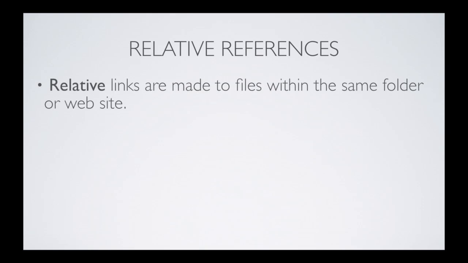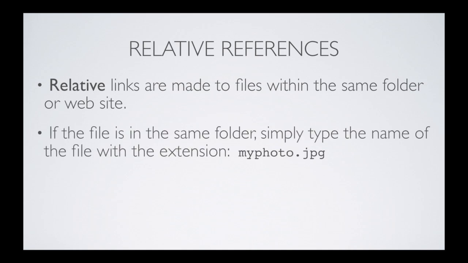Now let's talk about relative references, or relative links. Remember I mentioned before there's two types of links, relative and absolute. What's the difference between these two? Well, a relative link is made to files which are within the same folder or website. That is to say, if I want to link between two pages that I've created in the same folder, I would use a relative link. Relative links are usually very simple. If the file is in the same folder, all you have to do is type the name of the file and make sure that you remember to include the file name extension.